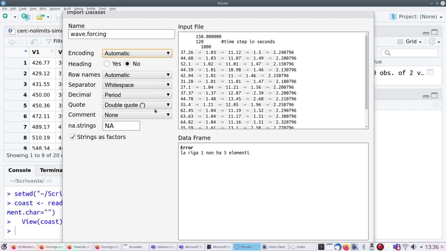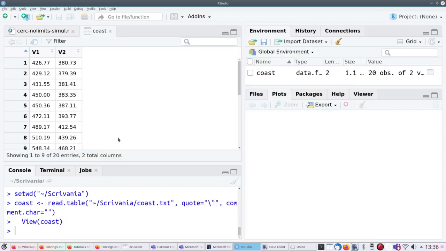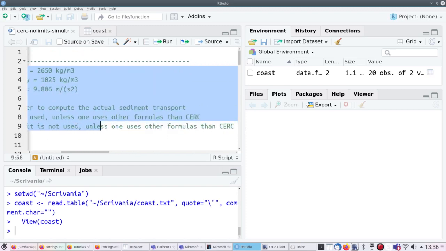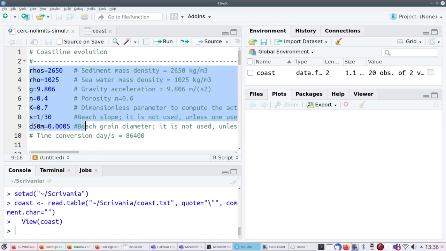What I suggest is to use the console with the instructions that are given in the script to upload the data. So let's go to the script then. First of all, the script has these instructions that just mean to give some parameters like sediment mass density, parameters or physical constant, seawater mass density. Let's source them.